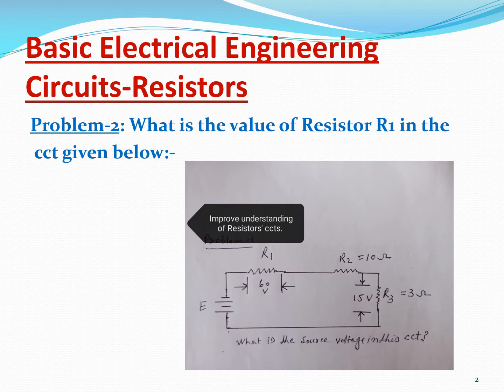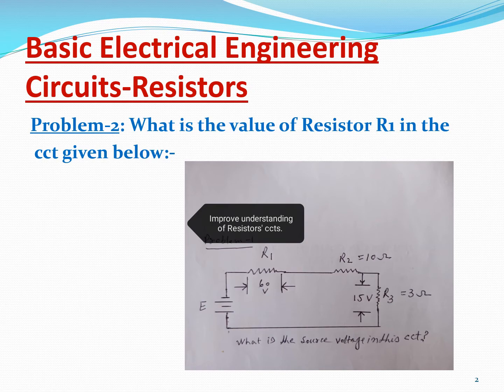So if we apply the Ohm's law, I is equal to V over R, or you can say R is equal to V over I. So 60 volt divided by 5 amperes, that is 12 ohm. This is one way, and the other way is just by inspection.